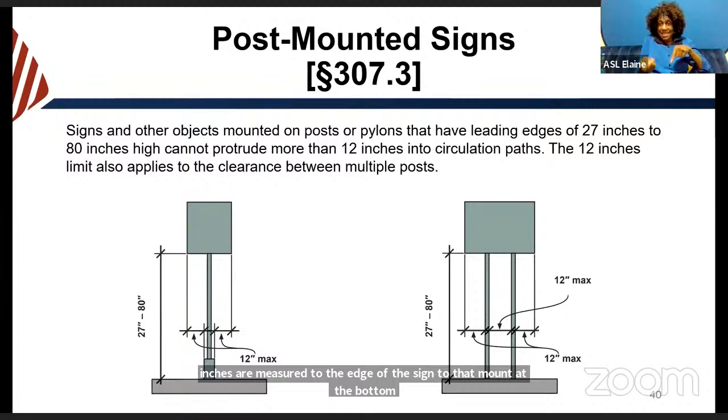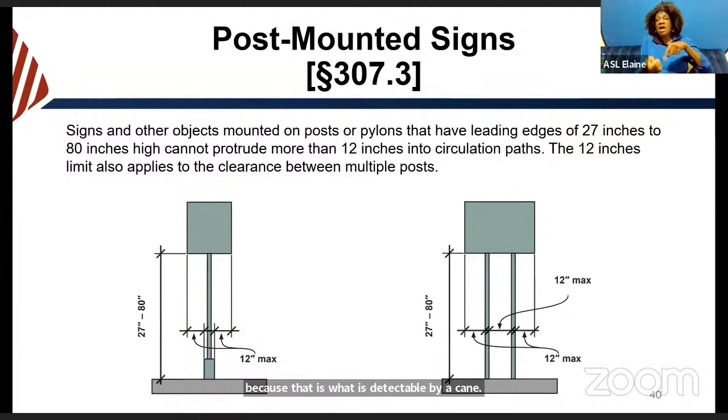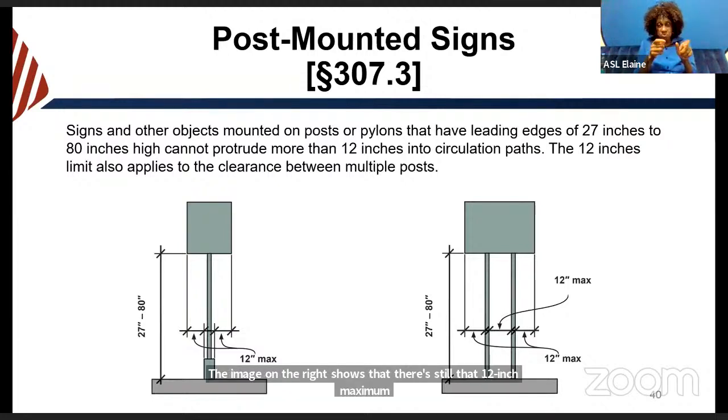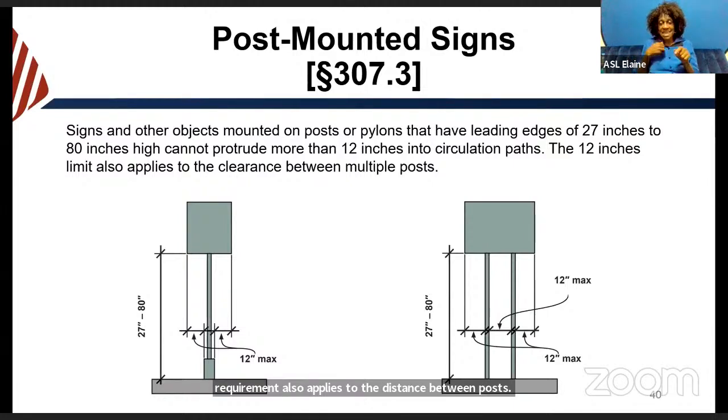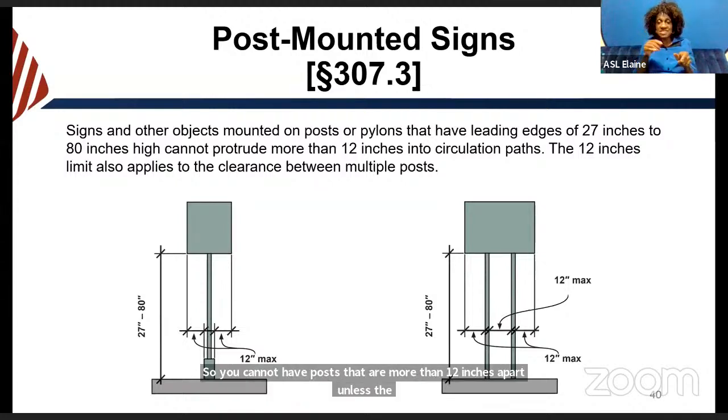The image on the right shows that there's still that 12-inch maximum projection from the post to either side, but that 12-inch maximum requirement also applies to the distance between posts. So you cannot have posts that are more than 12 inches apart unless the leading edge is going to be below 27 inches or above 80 inches.